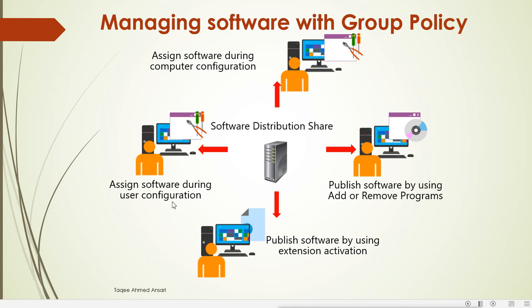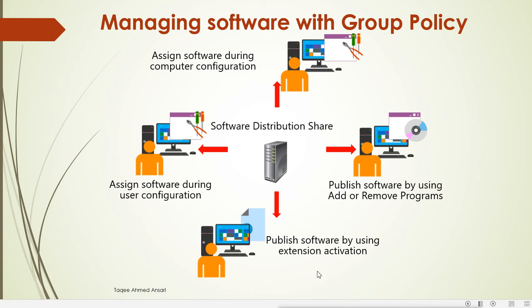We can assign software during the user configuration. We can publish the software by using the add or remove programs. Then we can publish the software by using the extension activation. These are all the options we have when we deploy the software from the group policy. Now we can only deploy software which is in .msi files. It will not allow you to deploy software which is .exe.